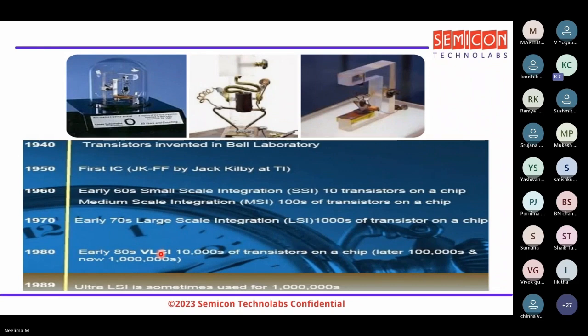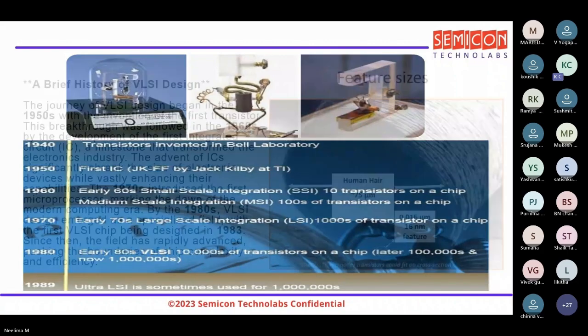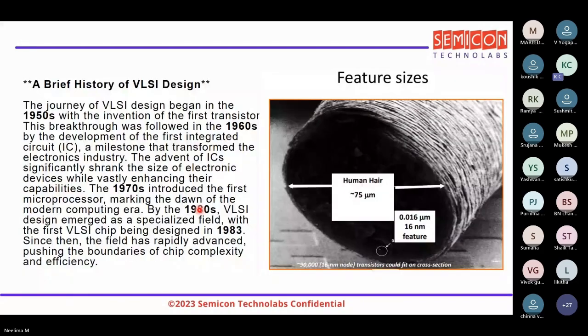Yeah, this is an interesting one. Let me read out a brief intro again, and then I will explain this particular image which has been put here. It's a very interesting image. The journey of VLSI design began in the 1950s with the invention of the first transistor, as I mentioned, in the Bell Laboratory.